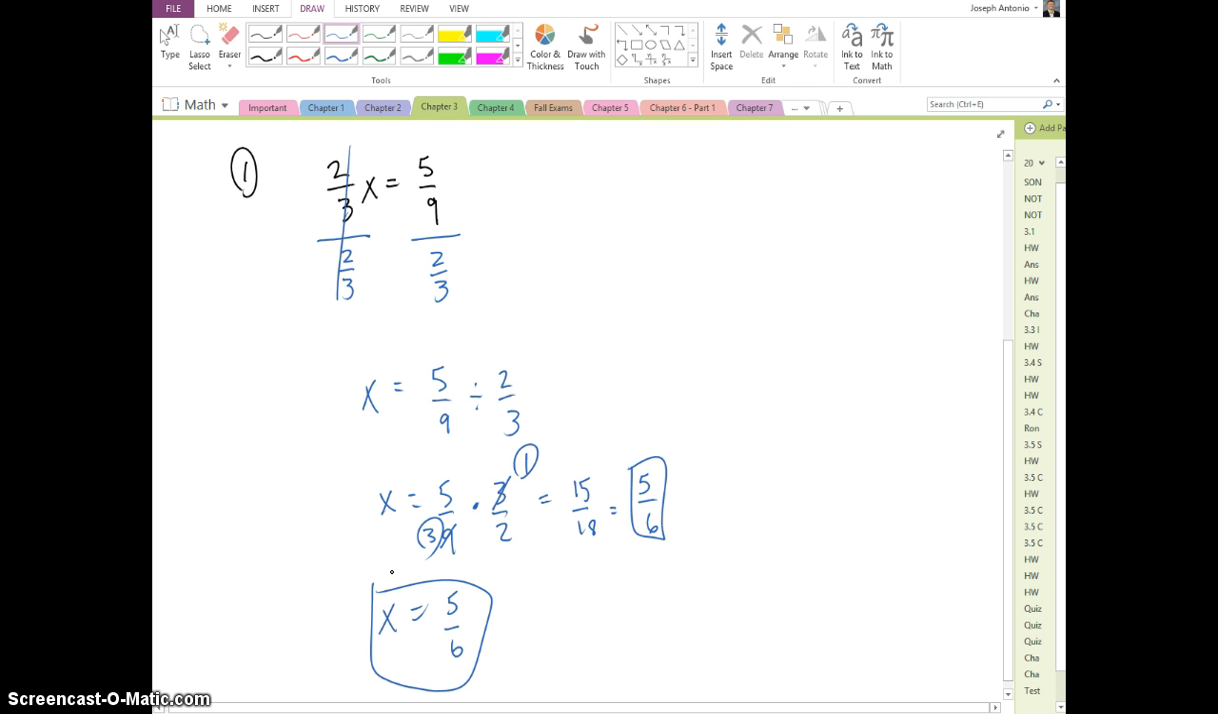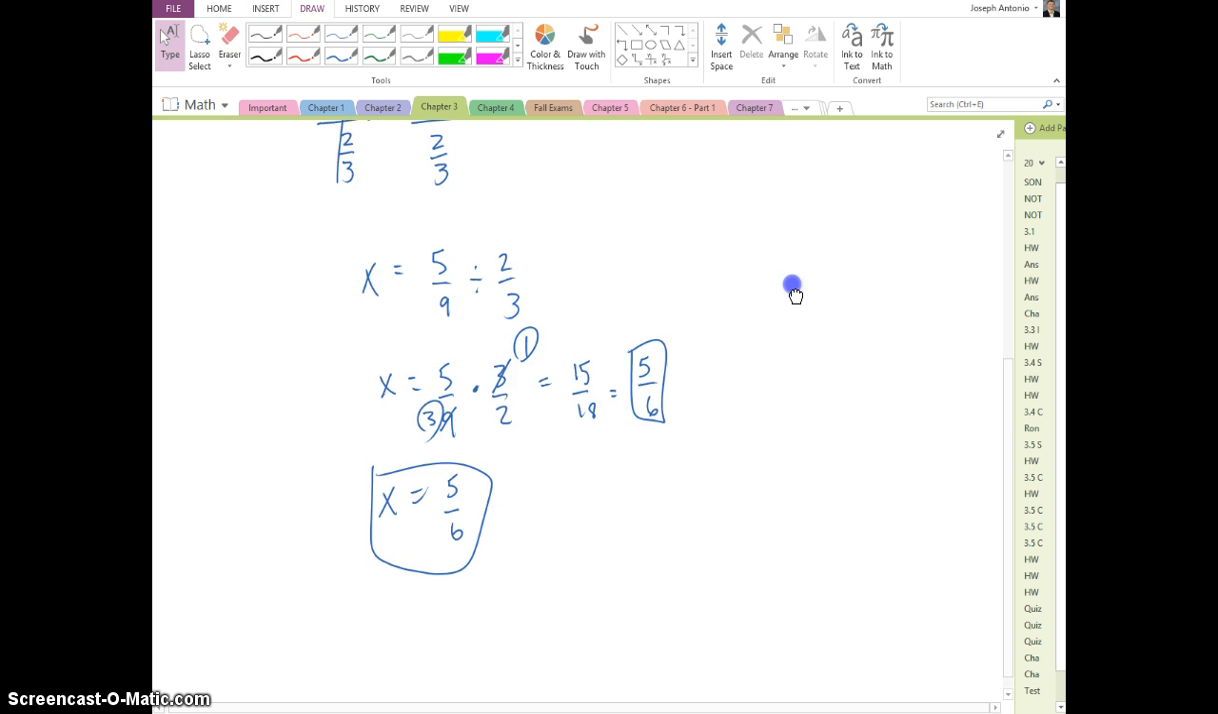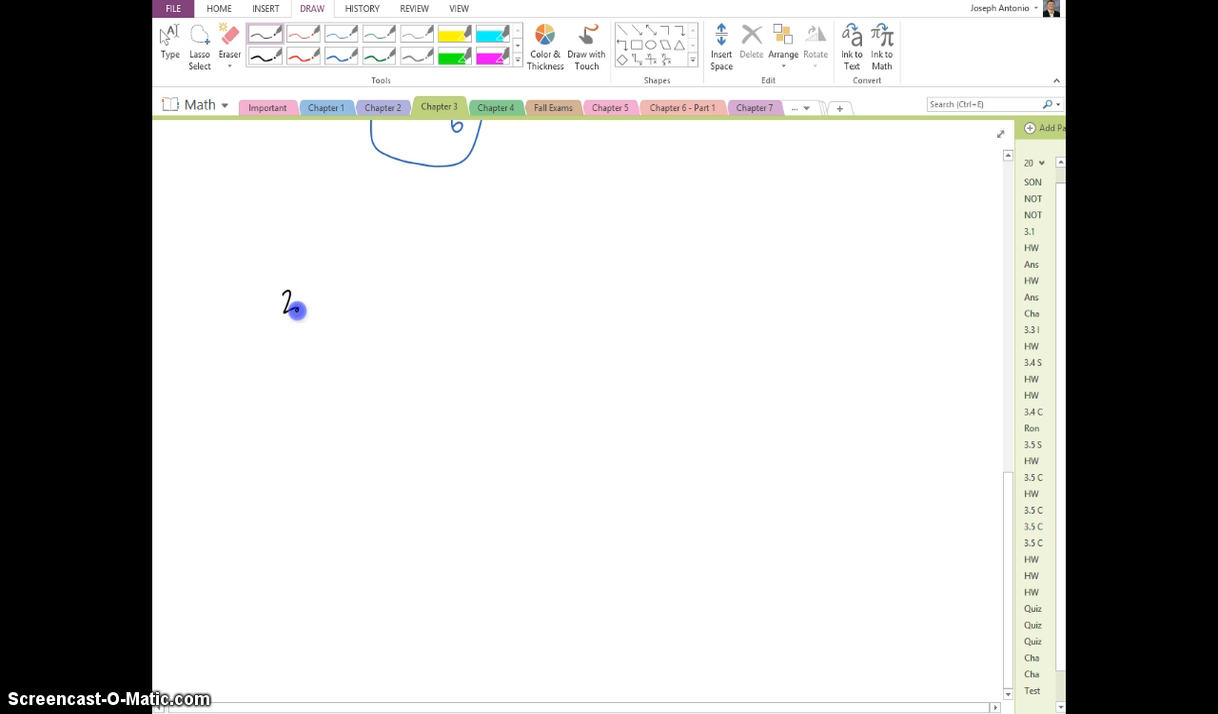Okay. Let's do another example. All right, so example number 2. We'll say -4/7 x equals 8/14. Again, you see -4/7 x, this is being multiplied by x. So we're going to divide by -4/7. When you do that, you're really saying 8/14 divided by -4/7.